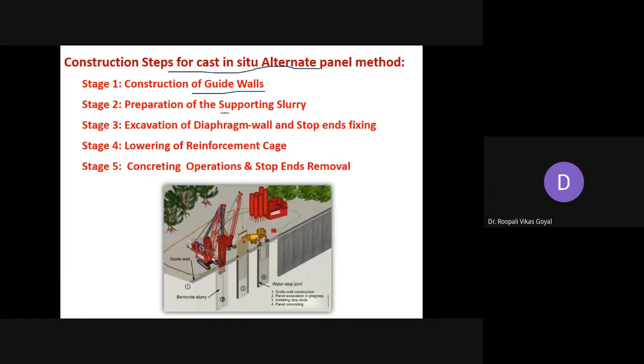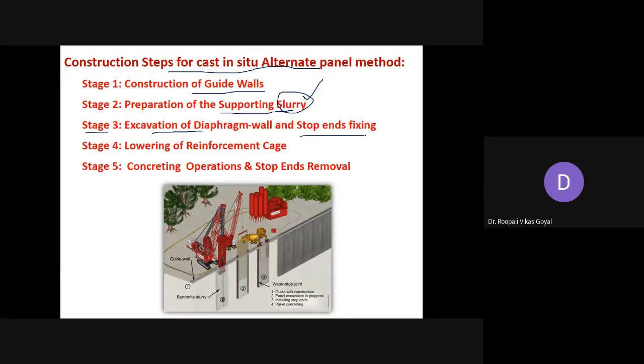Next is preparation of supporting slurry. This is very essential. Okay, that slurry that we are using, bentonite slurry, is to be properly prepared. Third step, excavation for diaphragm wall. So actual excavation is to be carried out. Then after that you have to fill it with the slurry, and stop end fixing. Basically, what does this stop end fixing mean?